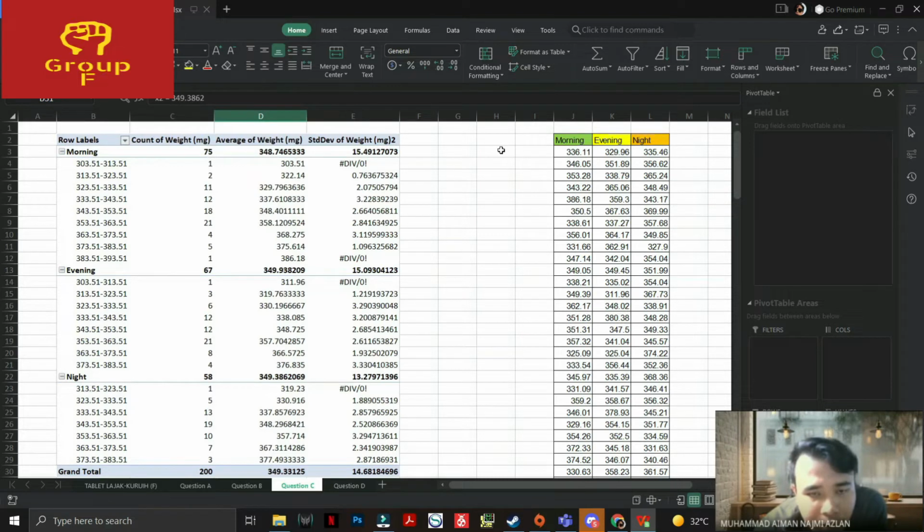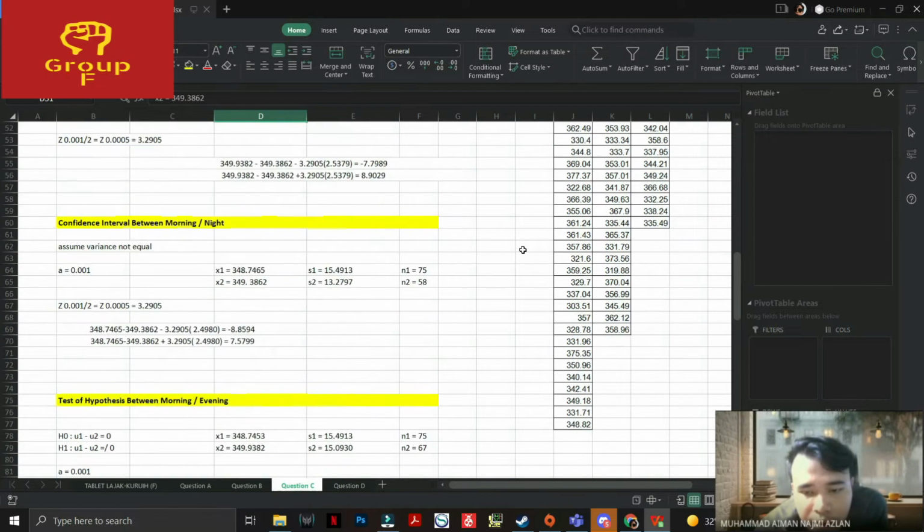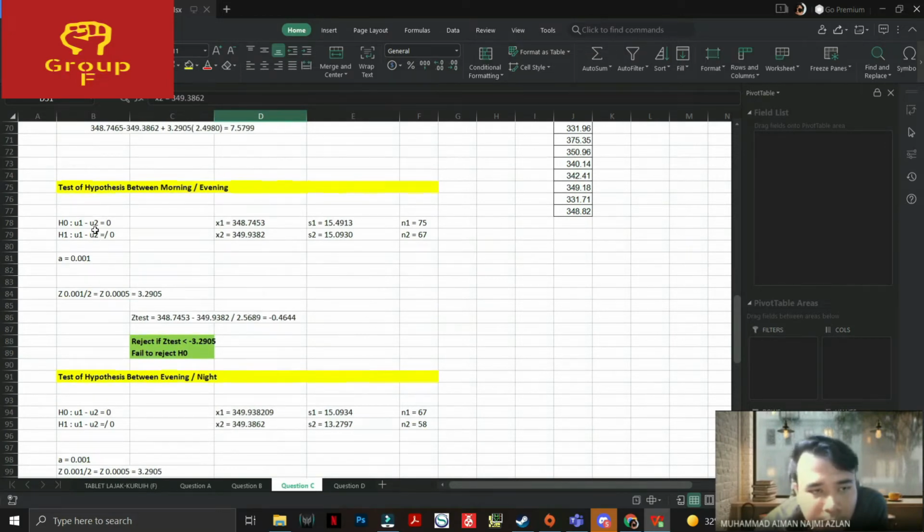Okay, so the first step is I will make the pivot table. From the pivot table I will classify the result until I get this table on this side, for 3 shifts: morning, evening and night. Then for this test, I will set a null hypothesis, which is mu1 minus mu2 equal to 0, while the alternative hypothesis is not equal to 0.